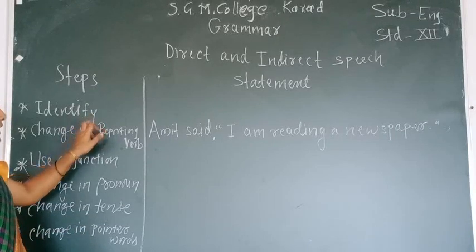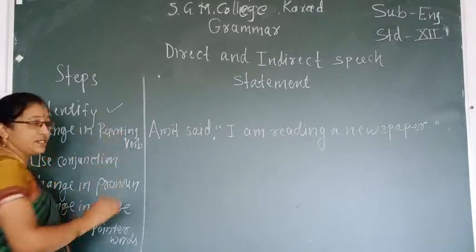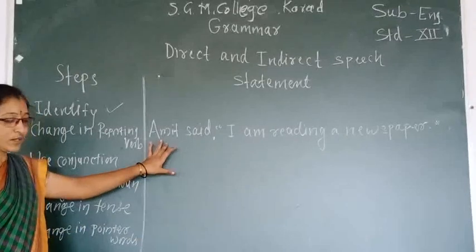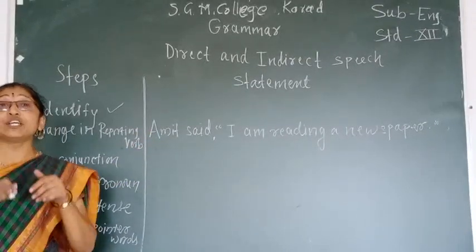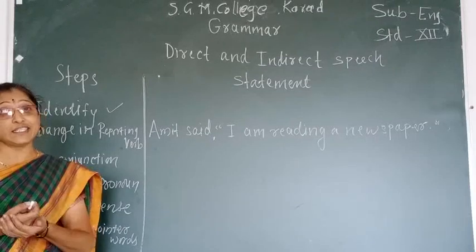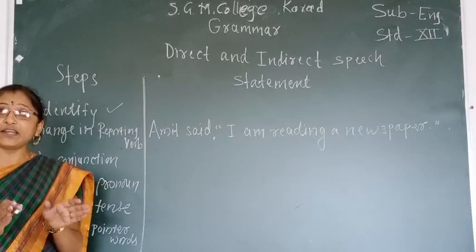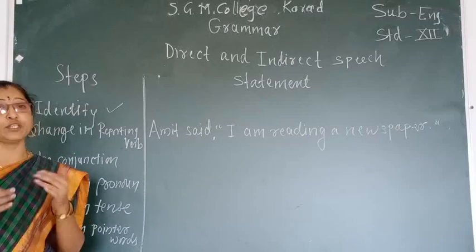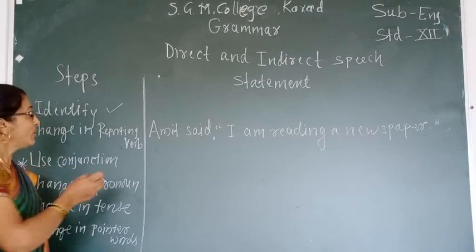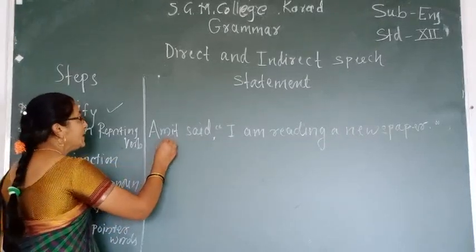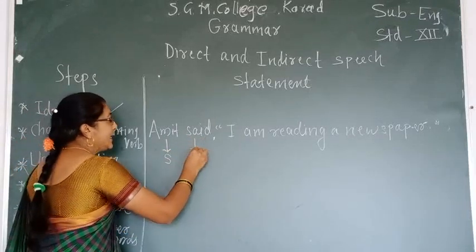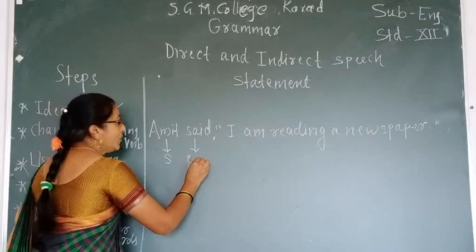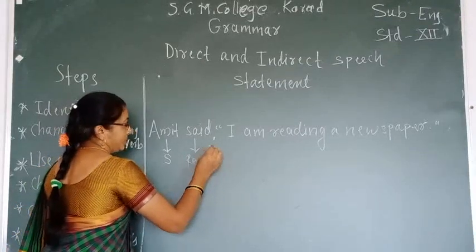First is identify. Identify means first from the sentence we identify which is the subject, which is the reporting verb, which is the tense in the sentence. We also identify whether the pronoun is first person or second person. Look carefully. In this sentence, Amit is the subject. Said is the reporting verb.